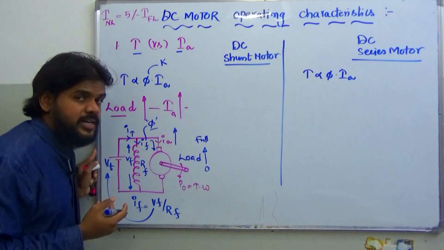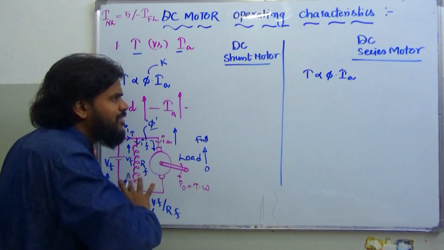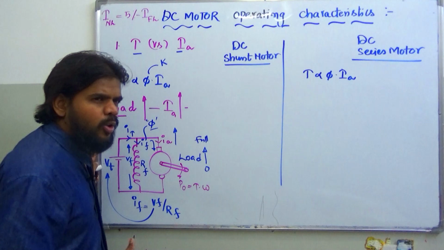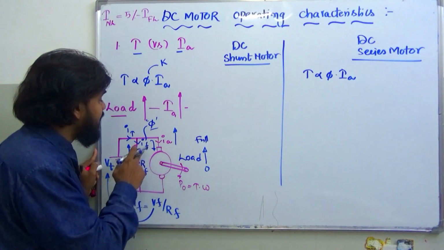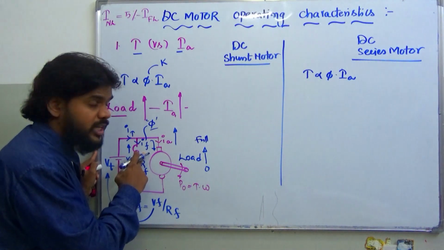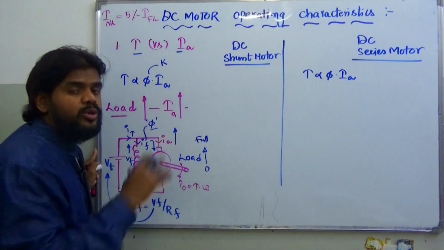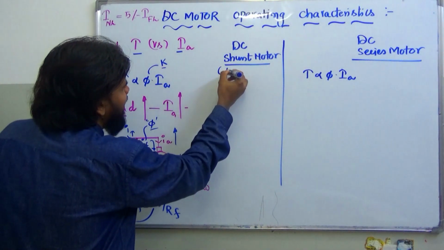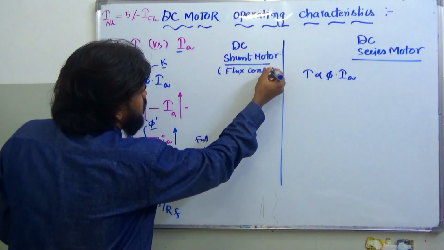This is a very easy way of understanding it. Whatever might change on the loading side, your Ia definitely is going to change, but If is not going to change. Because If is not going to change, your flux is never going to change in the case of a shunt motor. So I'll write a statement here: shunt motor is a constant flux machine.